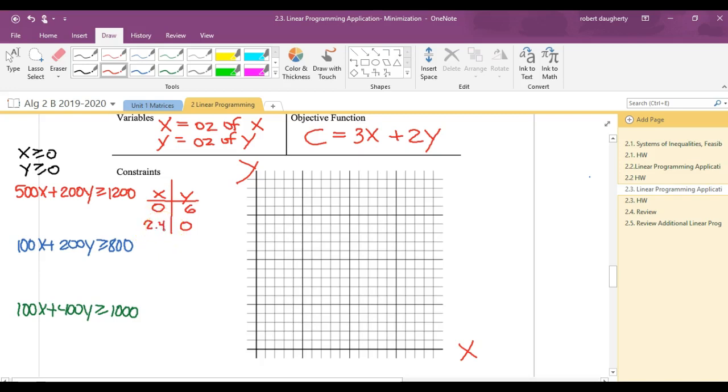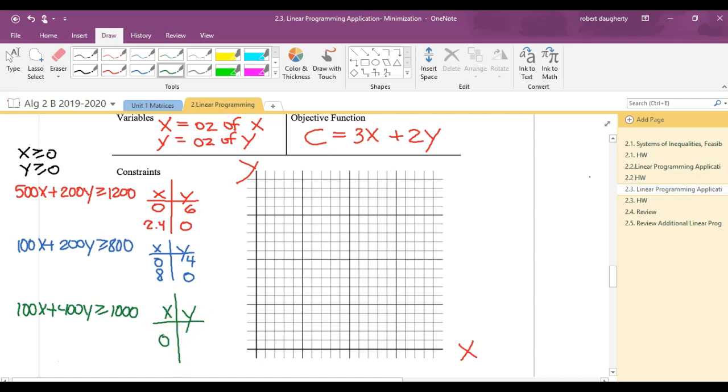Okay. And now let's move on to the next line. I've got x and y. If x is 0, y is what? 4. If y is 0, x is 8. Okay. So even though these numbers look really big, the x and y intercepts are smaller numbers that are pretty manageable.